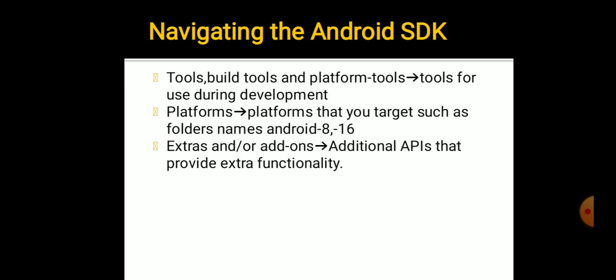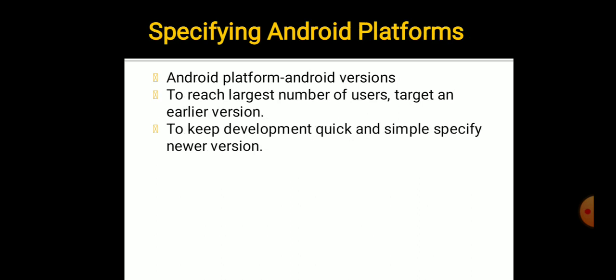Next, navigating the Android SDK. So tools, build tools, platform tools. These are the tools used during the development of an Android application. Platforms are nothing but the versions of Android. The platforms that you target will be numbered like 8, 16 and so on. So we have to find the folder names with Android 8, Android 16, etc. And add-ons: these folders contain additional APIs that provide extra functionality for our development.